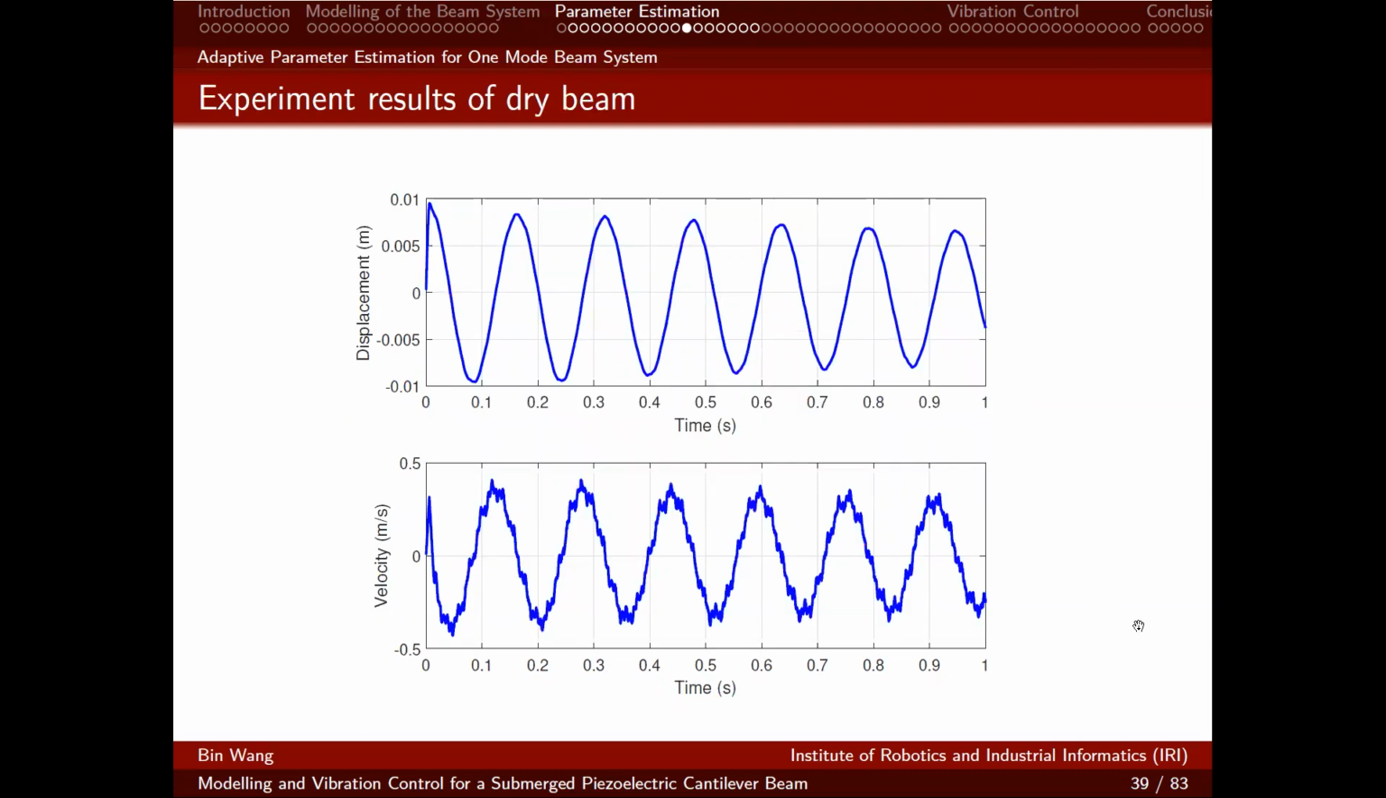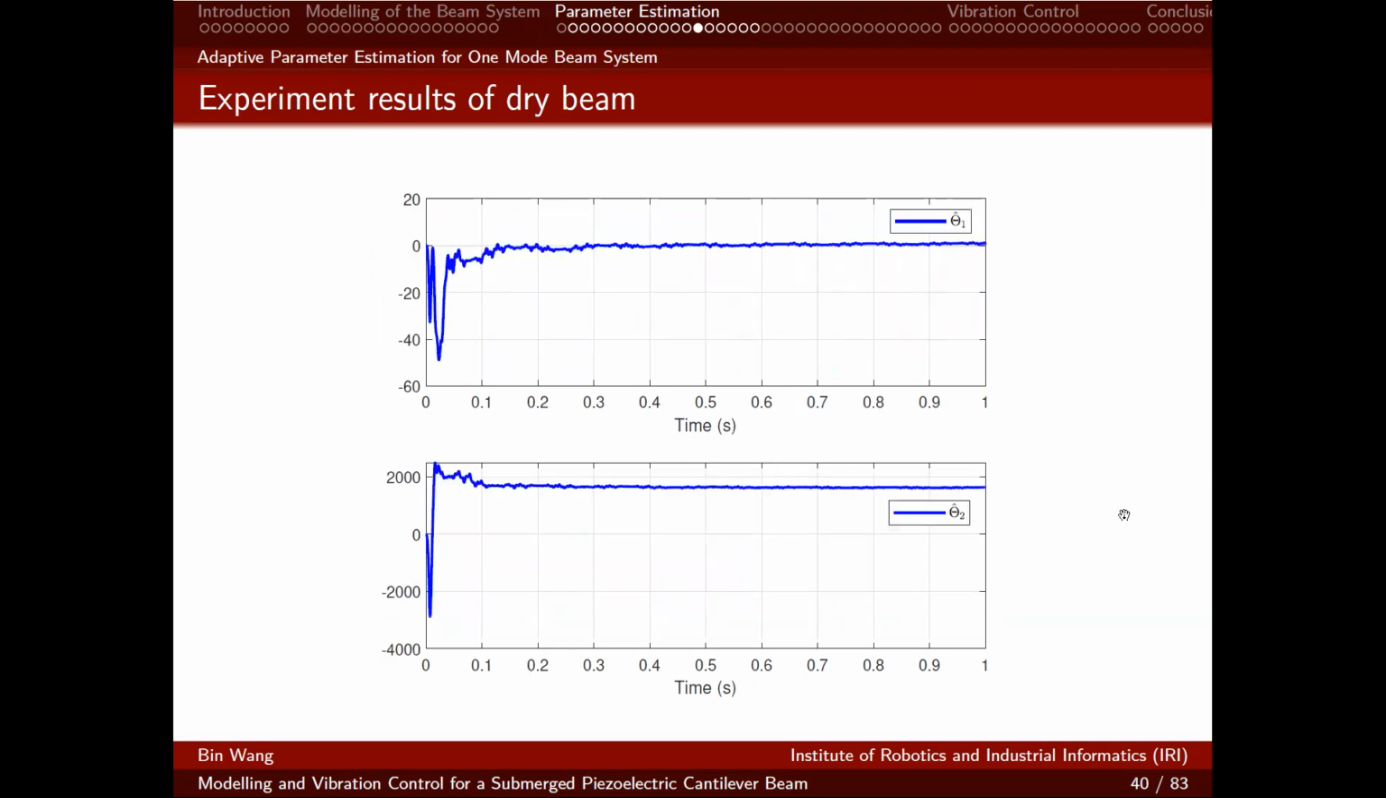So here we have the experiment results for the driving beam, the beam placed in air without water surrounding. We can see the displacement and velocity can be obtained by using the observer. There are some noises in the velocity because the gain should be chosen larger in the Lagrange differentiator.